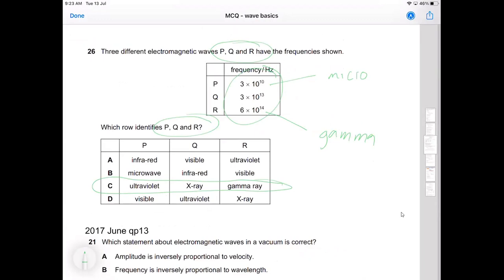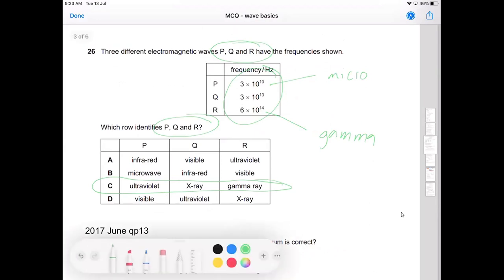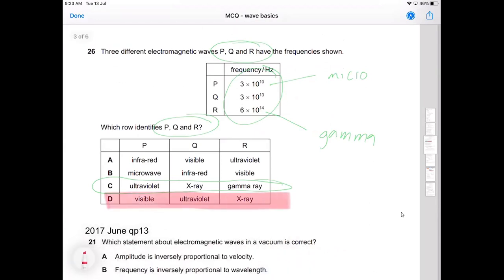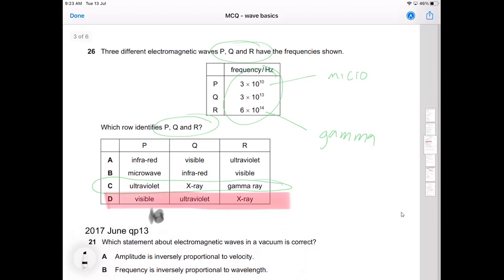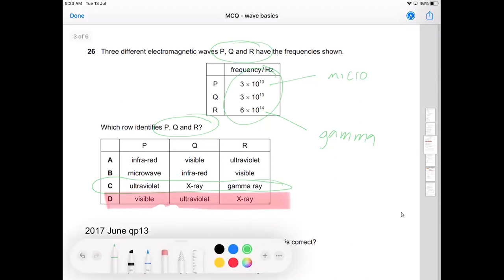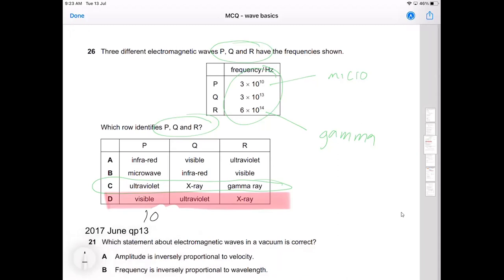Which makes sense because it has everything in the correct order. It goes ultraviolet, X-ray, and then gamma. Cool. D kind of works. D is in the correct order. D is another possibility. The problem with D is that visible light is not so big. Visible light is approximately 10 to the 9. So visible light we know is approximately 10 to the 9. So you've just got to think of smart ways of remembering these things.